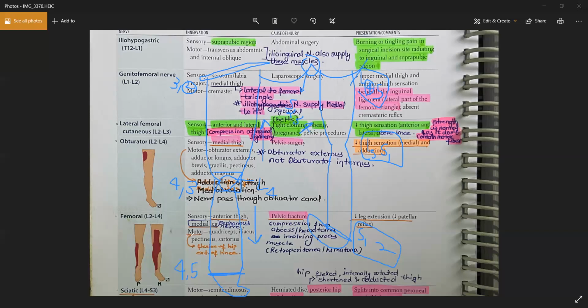Just choose a location which is L4. Above L4, it will be the thigh. Below L4, it will be the leg. L3, L4, to be exact, supplying this region of the knee.